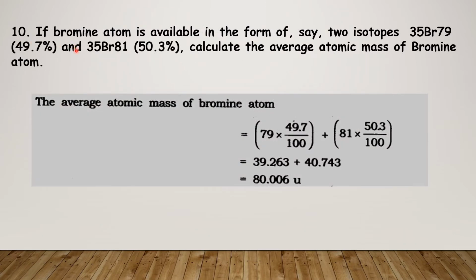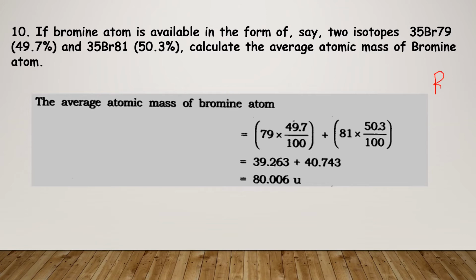12th question. If bromine atom is available in the form of say 2 isotopes. So isotopes means same atomic number but different mass numbers. So 2 isotopes of bromine. One is bromine 35, 79. Okay, and this thing you can write in your textbook. 35, that is the atomic number, and 79 is the mass number. Write like this, children, in your notebook.